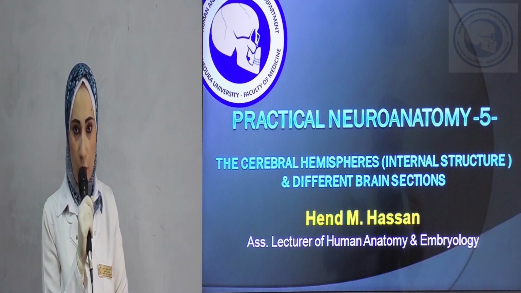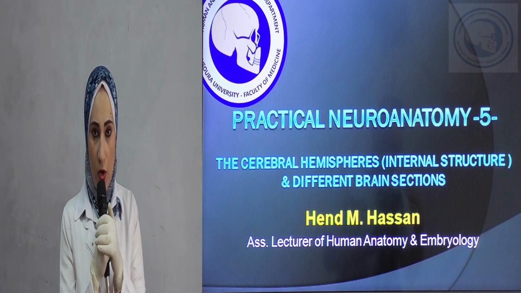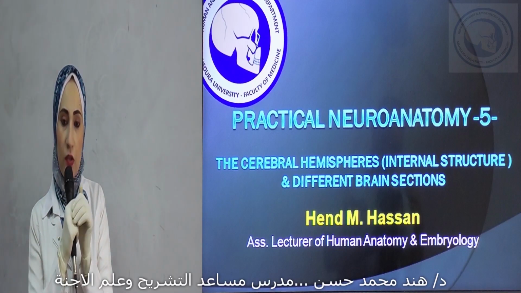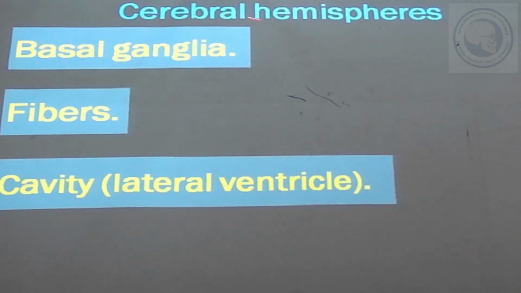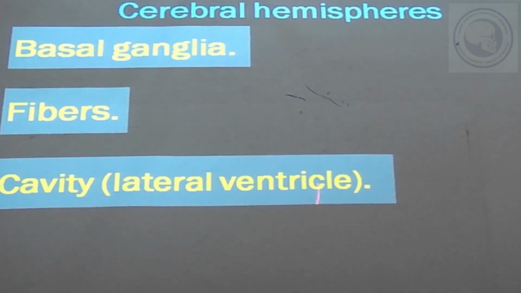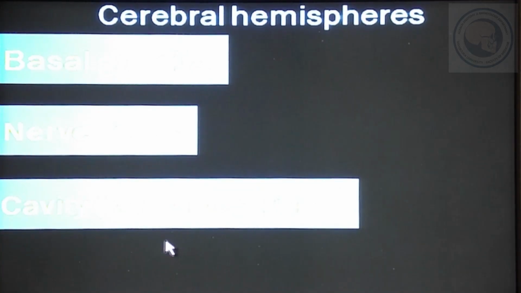Inshallah, the last topic to be discussed will be the internal structure of the cerebral hemisphere, and also we will take different sections in the brain. We will see inside each cerebral hemisphere the following. We will find basal ganglia. The term basal ganglia describes a group of nuclei deeply embedded in the cerebral hemisphere. Also, we will see different types of nerve fibers, and we will find the cavity, which is the lateral ventricle.